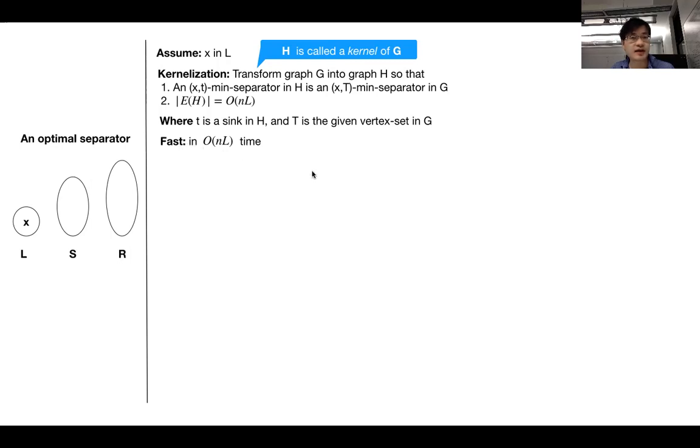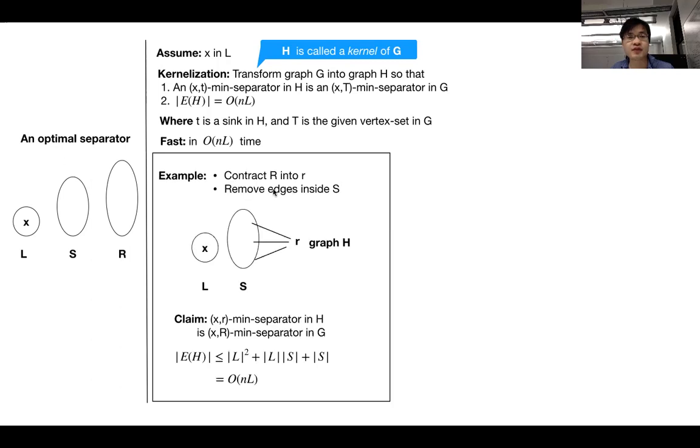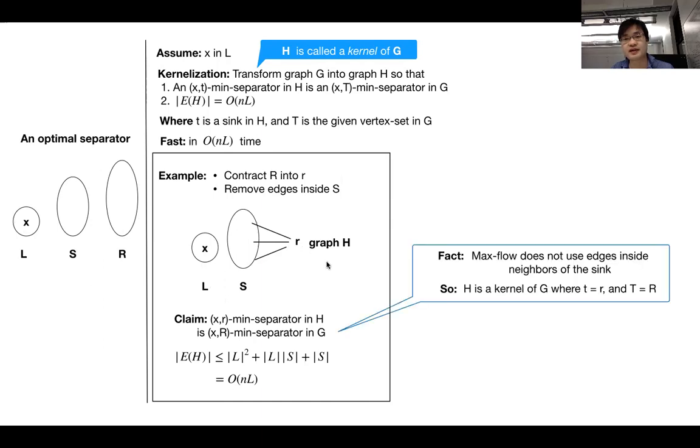To give an idea of how this kernelization can even exist, consider the following example. We first contract the set R into a single node, a small r right here, and then we remove edges inside S. The claim is that the minimum separator that separates X and r in this graph is the minimum X separator in the original graph. This is easy to see because max flow doesn't use edges inside the neighbor of the sink, so we can remove edges inside here. And so H is the kernel of this graph.